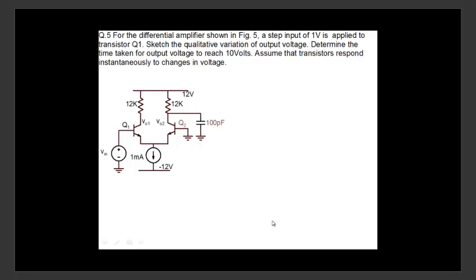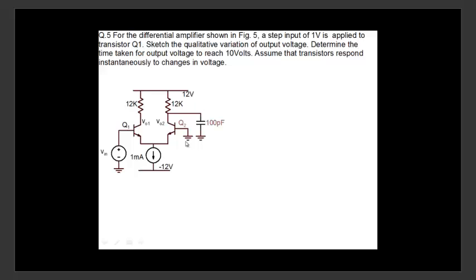Okay, so in this case also, note that what we are saying is 2Q1, a regular differential pair. We've added a capacitor here. And we are applying a step input of 1 volt, and this is 0 here. So the first thing to realize is the moment I apply a step input of 1 volt, the voltage here becomes 1. The voltage here is 0. VID becomes 1 volt.